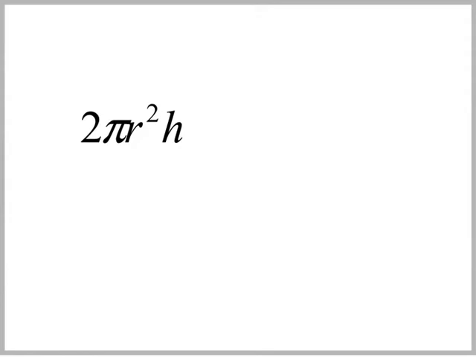Again here, let's get rid of my constants, 2 and pi. So I've got r squared h. R squared is the length squared times by height, which is another length. So that is length cubed. A length cubed, again, as we saw a second ago, is a volume.